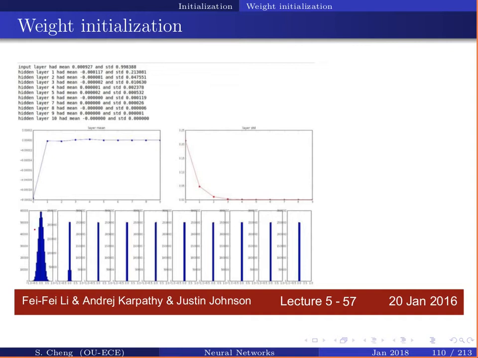And what you can see is that in the early layer you have some distribution, right? But when you continue to go down, everything just goes to zero. So you have a peak at zero. So you basically don't have anything. And if you don't have anything, of course you cannot train this network, right? Because you just have zero here.